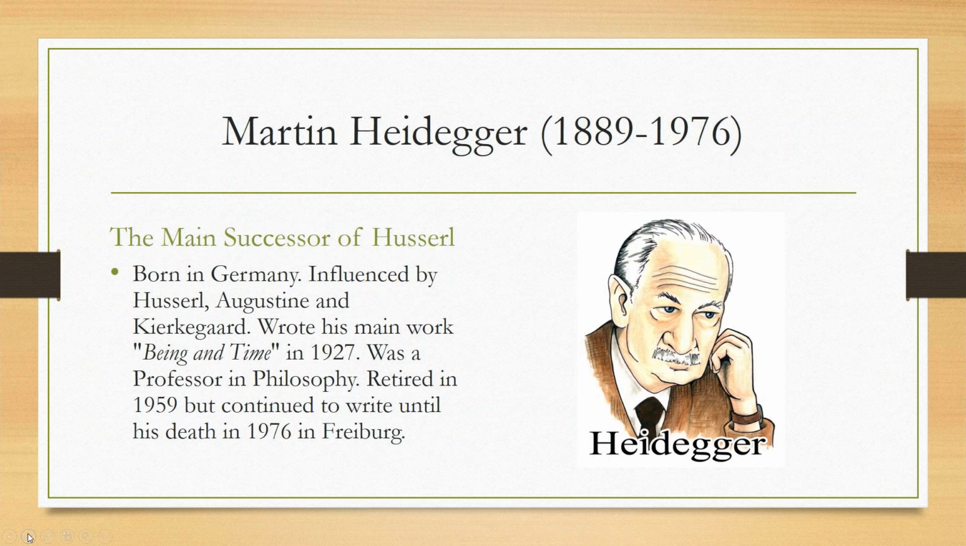Now, the main successor of Husserl is Martin Heidegger. He was born in Germany, influenced by Husserl, Augustine, and Kierkegaard. He wrote his main work, Being and Time, in 1927. He was a professor in philosophy, retired in 1959, but continued to write until his death in 1976 in Freiburg.